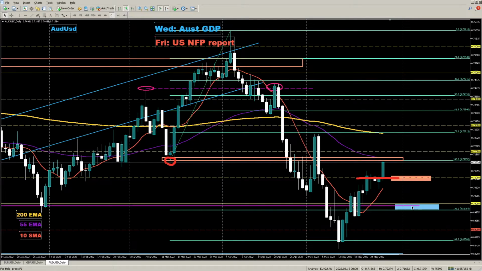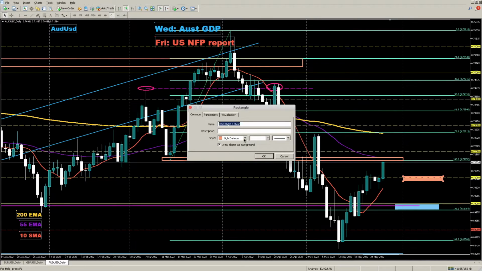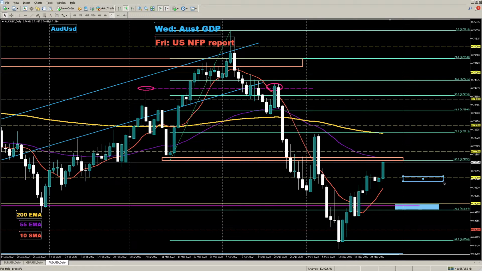So support is still key at the 70. That's still a valid area. So this is now going to be an intermediate support zone. And resistance still above that, along with the 55 EMA sloping down.